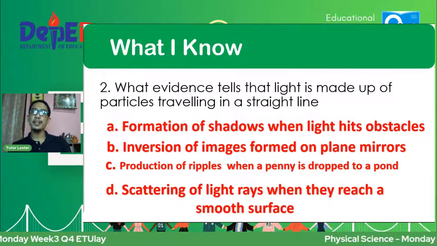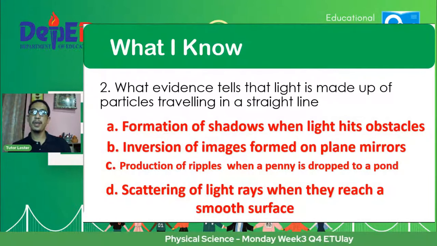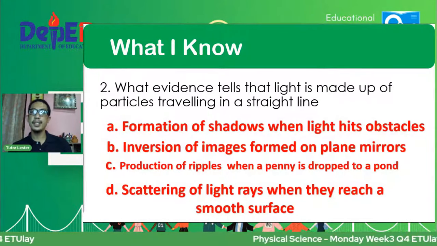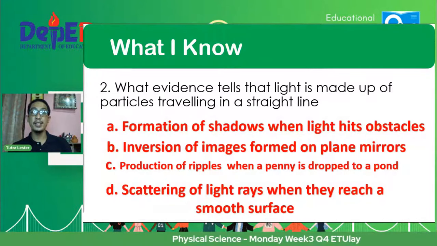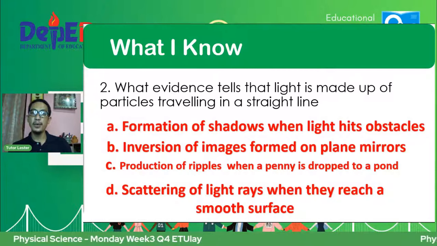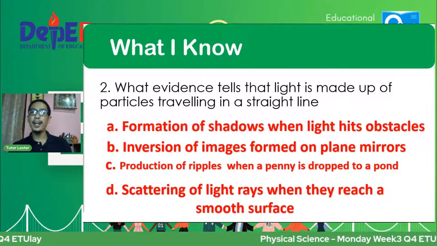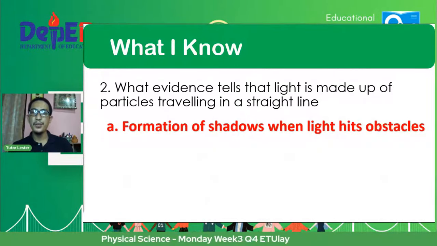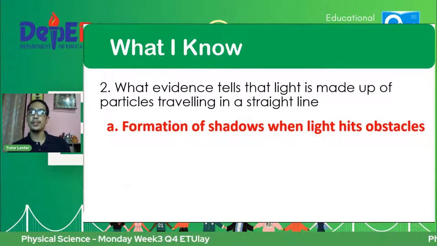What evidence tells that light is made up of particles traveling in a straight line? A. Formation of shadows when light hits obstacles. B. Inversion of images formed on plane mirrors. C. Production of ripples when a penny is dropped to a pond. D. Scattering of light rays when they reach a smooth surface. Ang tamang sagot po ay letter A. Formation of shadows when light hits obstacles.